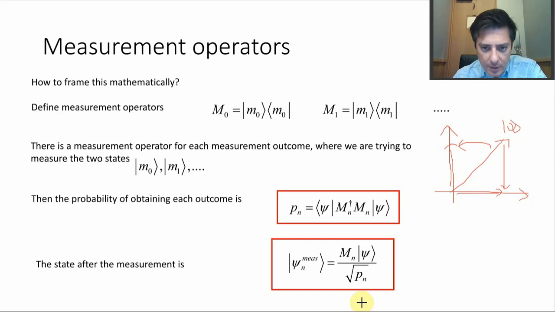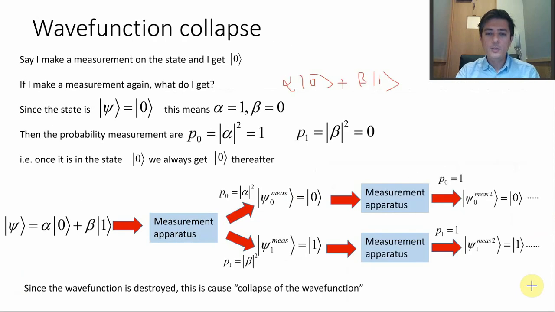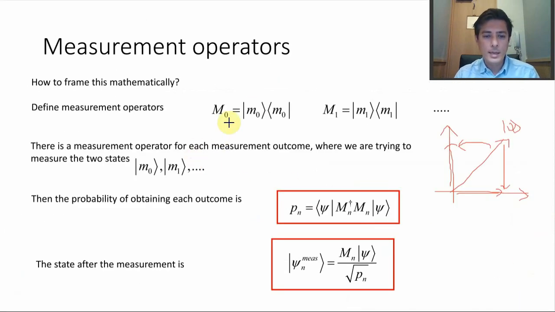Okay, but here's basically the general formula for how this works. There's a measurement operator for each measurement outcome. For example, say here we were trying to measure whether the electron went left or right. So there are two outcomes, and there's a state associated with each outcome. So there's an operator for each particular outcome: this is the outcome where it goes left, and this is the outcome where it goes right.